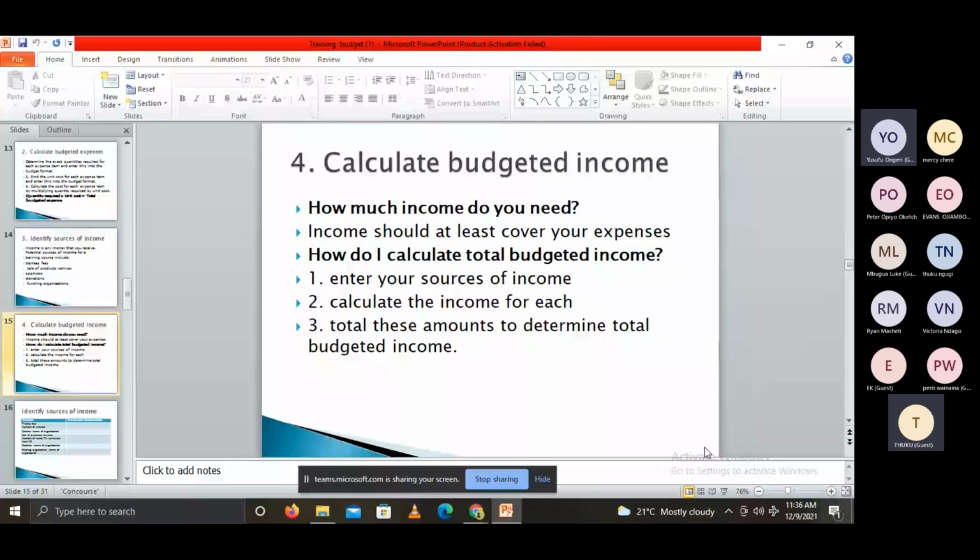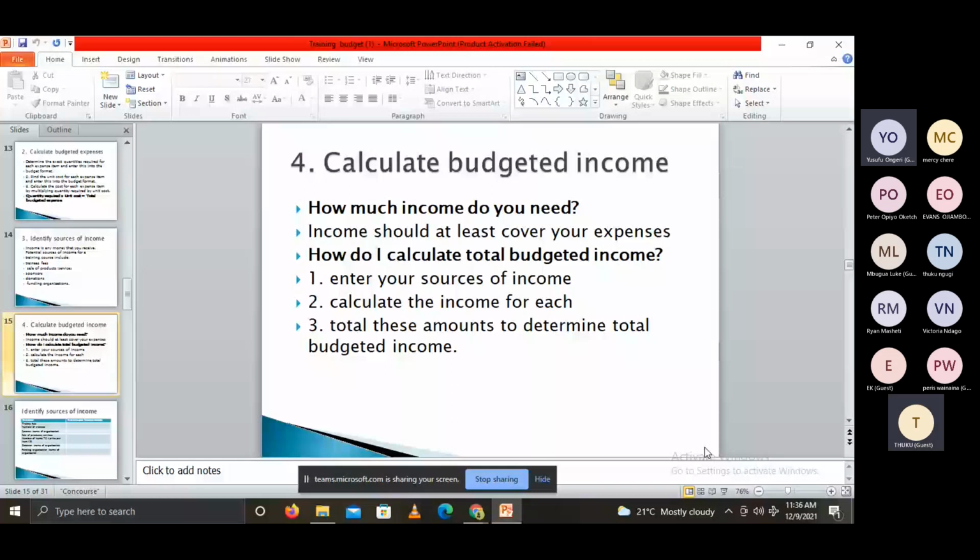How do I calculate the total budget income? The first one, again, is enter your source of income. So there could be many types. Then you calculate the income for each, then a total, this amount to determine the total budgeted income.